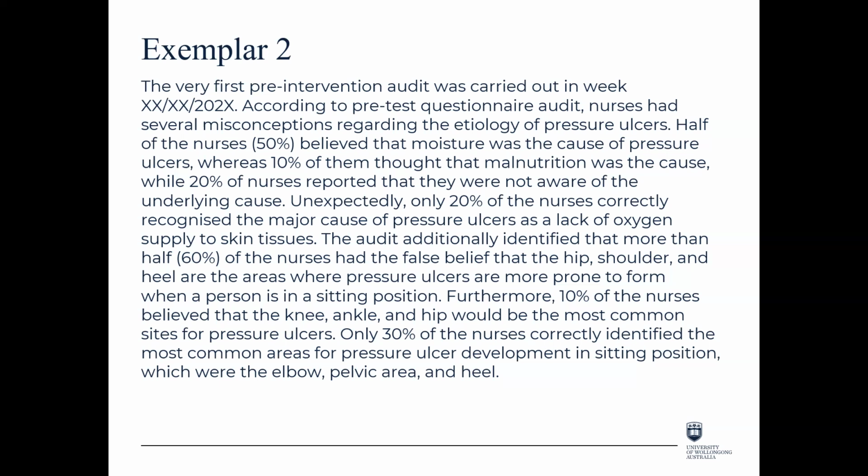The audit additionally identified that more than half, 60% of the nurses, had the false belief that the hip, shoulder, and heels are the areas where pressure ulcers are more prone to form when a person is in a sitting position. Furthermore, 10% of the nurses believed that the knee, ankle, and hip would be the most common sites for pressure ulcers. Only 30% of the nurses correctly identified the most common areas for pressure ulcer development in sitting positions, which were below the elbow, pelvic area, and heel.